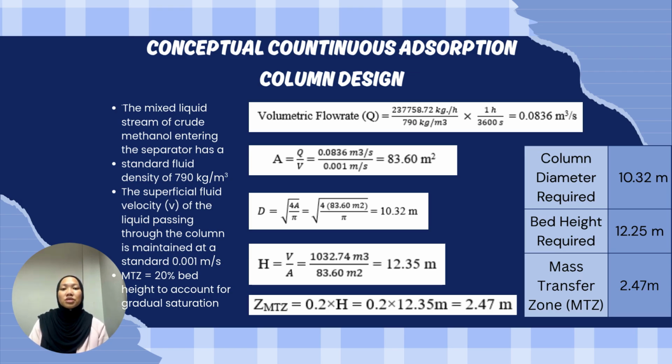The column cross-sectional area is 83.60 meters squared. The column diameter is 10.32 meter. The bed height is 12.35 meter. And we also designed a mass transfer zone of 2.47 meter, which represents 20% of the total bed height, to prevent early breakthrough and ensure continuous efficiency.